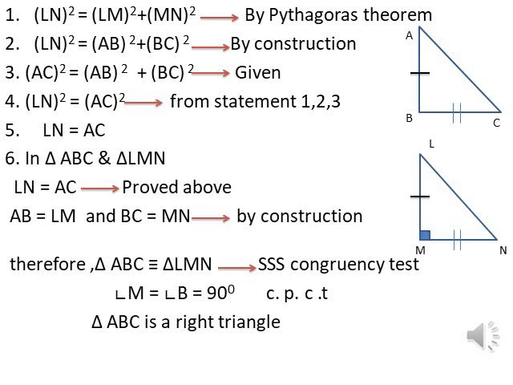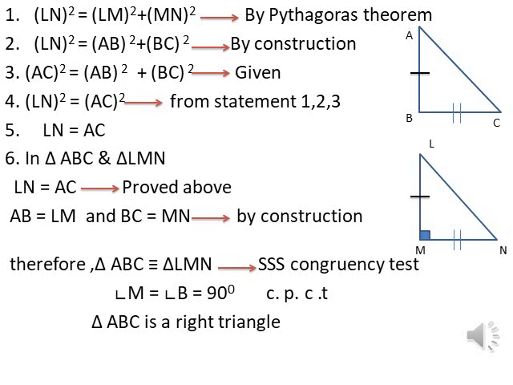For that purpose, another triangle is already drawn here. That is triangle LMN. This is a right triangle. It is drawn in such a way that AB is equal to LM, and BC is equal to MN. Since angle M is 90, we also want to prove that angle B is 90. For this, the short way to remember this proof is PCG. PCG means what? We have to write here.